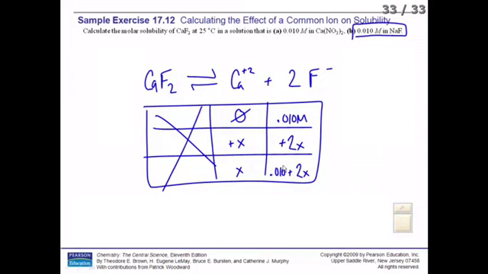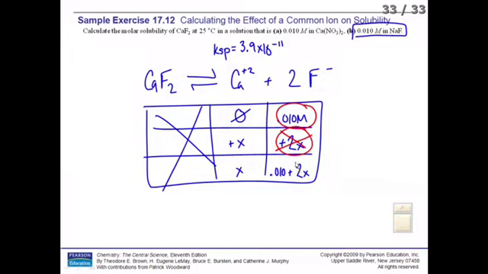Alright, so now the question becomes, are you allowed to ignore the addition of 2x? That's the question you need to ask yourself. That's a tough one. But guys, if you remember your KSP is really, really tiny. It is 3.9 times 10 to the negative 11th. So even the addition of 2x, I still think that would be an incredibly insignificant addition to this particular molarity. So you are absolutely allowed to ignore this addition because of this initial concentration, okay?